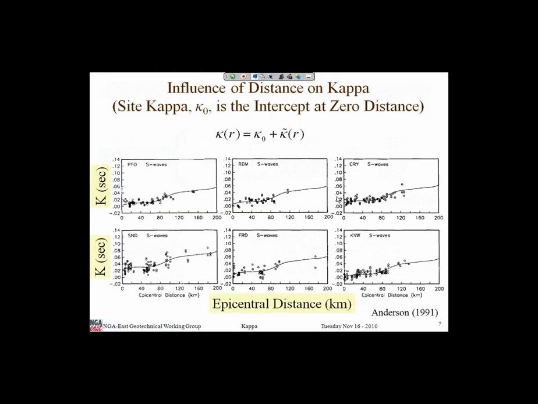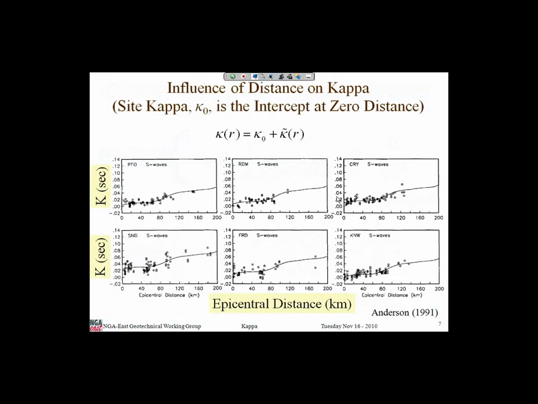Now, what Anderson and Hough, and much of their work and others, have shown is that kappa is a function of distance. Kappa 0 is our site kappa, the one based just on the crustal profile below the site, but if you look at distance, you can get these kinds of trends. So they proposed this distance equation, and this is where kappa 0 or site kappa was originally defined. You have a distance component, and the intercept is the site kappa.